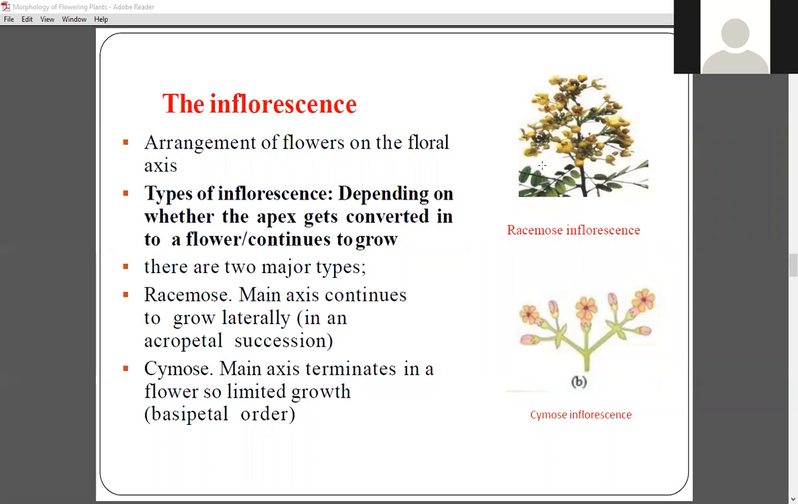So here what happens, in racemose, the particular stem or the particular main axis that is observed continuously grows, right? And for this reason that type of order is known as acropetal order. And while we are seeing the cymose, the main axis terminates into the flower, which results in limited growth. That means its growth will not go beyond that, and for this reason that type of order is known as basipetal order, right?